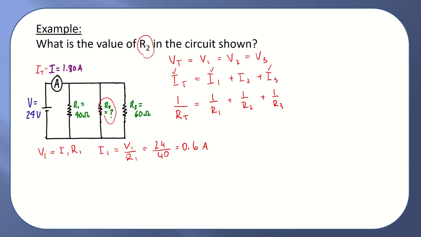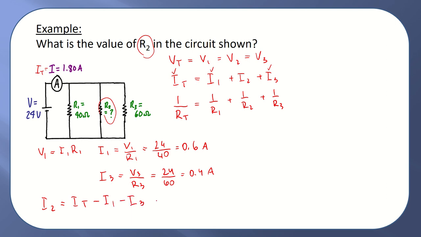And we can do the same thing for V3. So again, we can say that I3 is going to be V3 over R3 here. So we're going to get 24 over 60, which is going to be 0.4 amps. Okay, so now we know our I1 and I3. We can now go back to our Kirchhoff's law and find our I2. So from here we can say that I2 is going to equal the I total minus I1 minus I3, right?